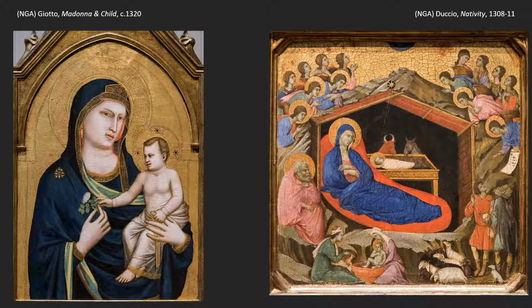The Virgin's facial features have a sort of porcelain frailty to them, right? I think Duccio is more beautiful in a lot of different ways. His colors tend to be brighter, right? Giotto's tend to be a bit more muted.